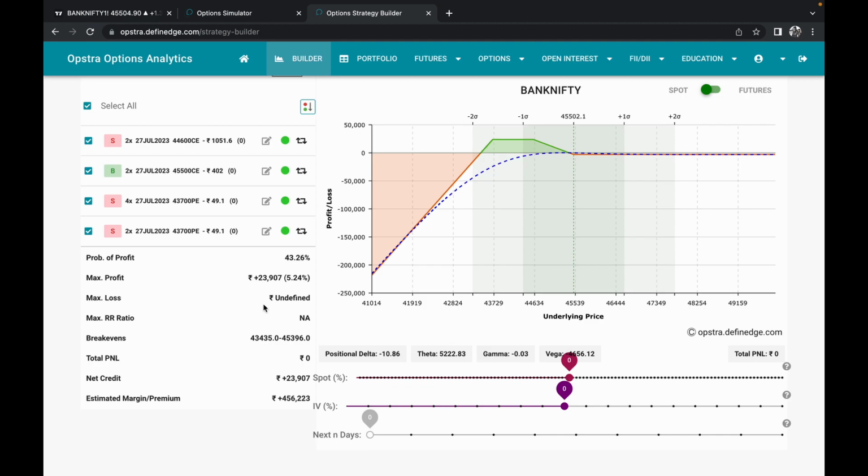If your view is very bullish, then this is how your payoff chart will look. And I will quickly show you, if you are very bearish in view, how this strategy will look.